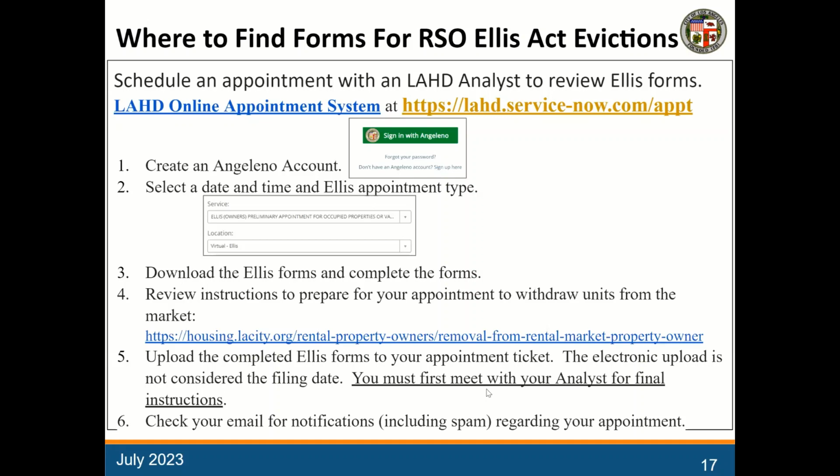Once you have completed your forms and uploaded them to your appointment ticket, you will receive an email notification from the department confirming that we received your appointment request and giving you additional instructions. Be sure to check your spam folder in case the email goes to your spam.